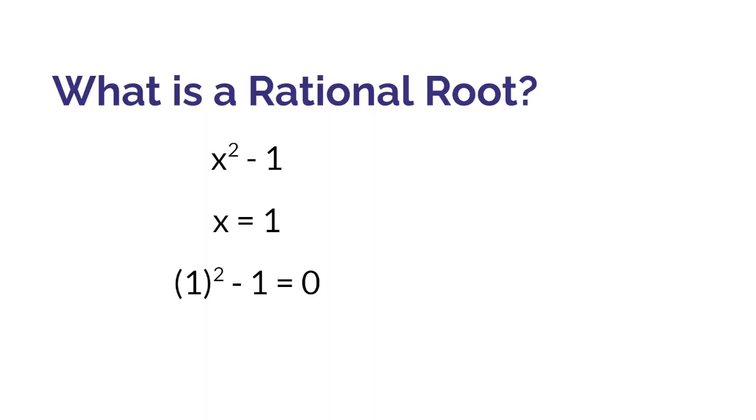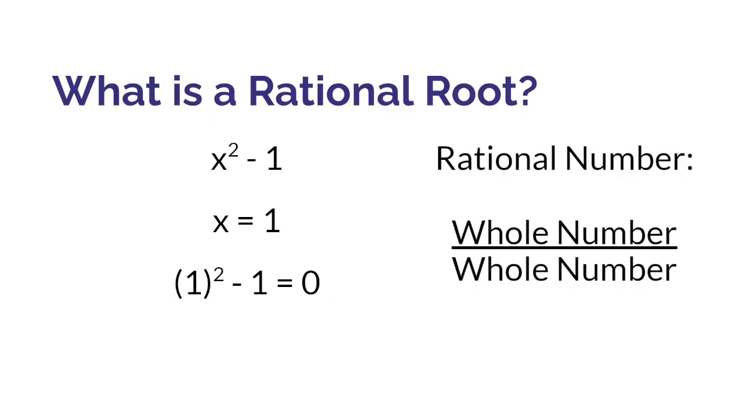A rational root is a number that can be written as a fraction. In our example, 1 is a rational root because we can write it as 1 over 1. For smaller polynomials, it may be a bit easier to guess what these roots are, but for large polynomials, it may be a bit difficult.